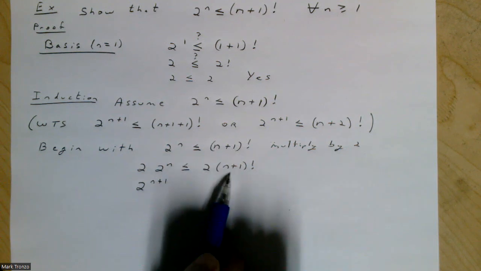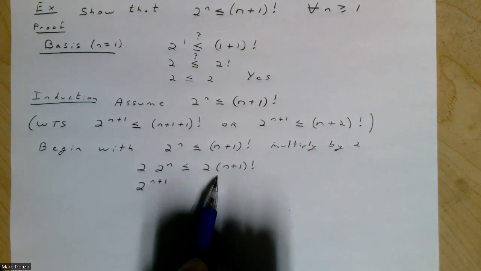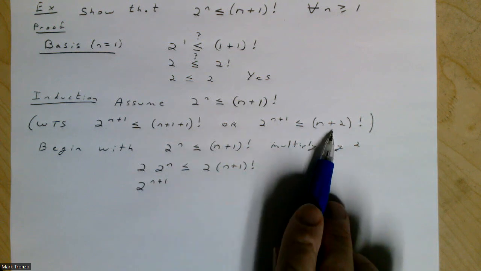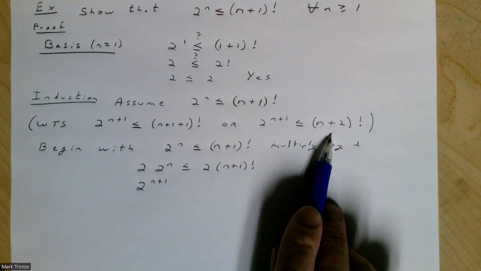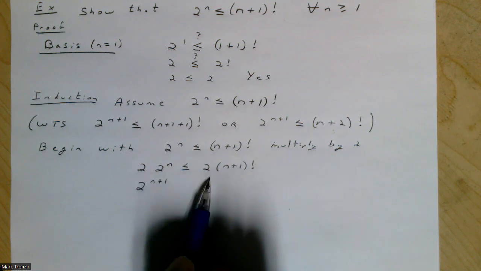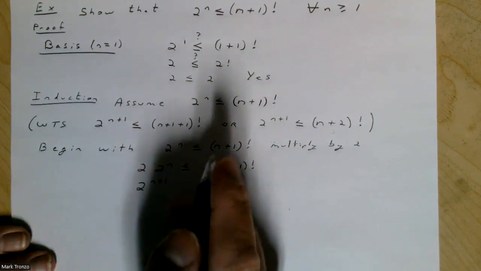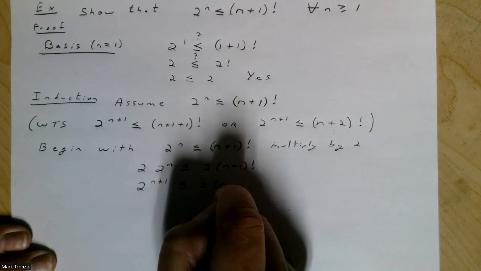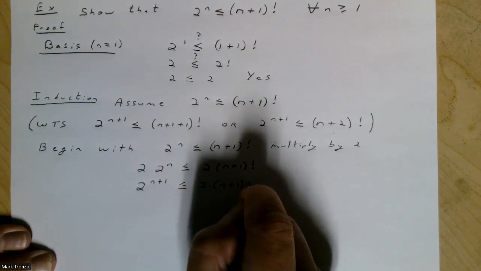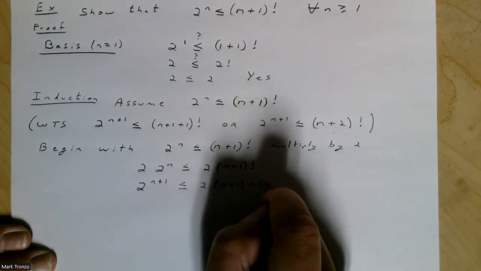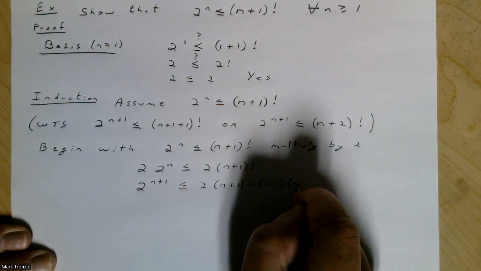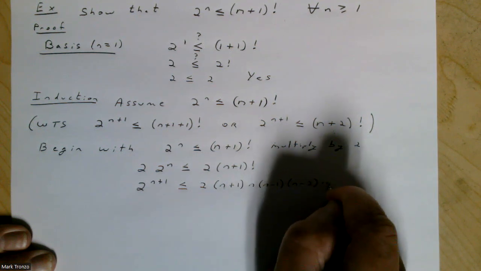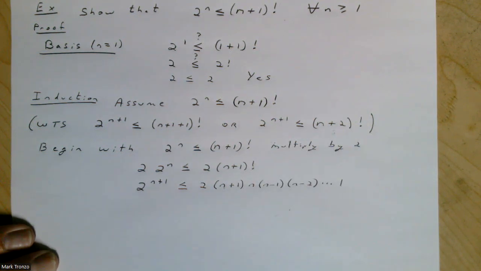So let's actually see, what do we have on the right-hand side? Again, we're trying to get to this value, n plus 2. We may have to think about this a little bit, see how we're going to get there. Let's see maybe what we have over here. So remember, n plus 1 factorial means it's going to be n plus 1 times n, n minus 1, n minus 2, all the way down to 1.